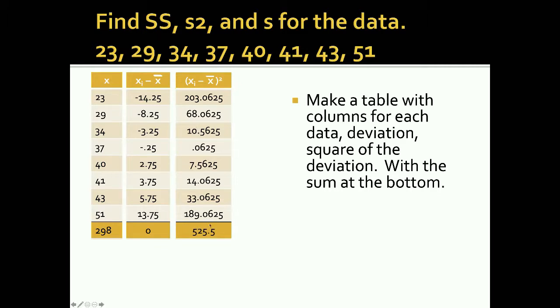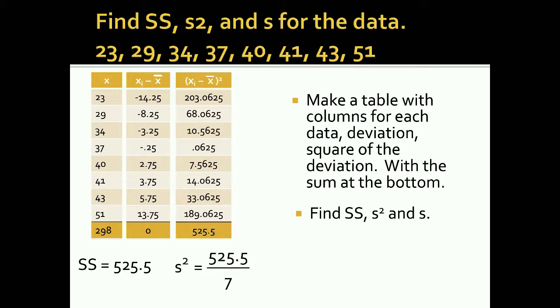So 525.5 is the sum of squares. Now to find s squared, that is the variance. So s squared is the sum of squares divided by n minus 1. So we had 8. Our sample size was 8, so we do 8 minus 1, which is 7. So 525.5 divided by 7 is 75.07.